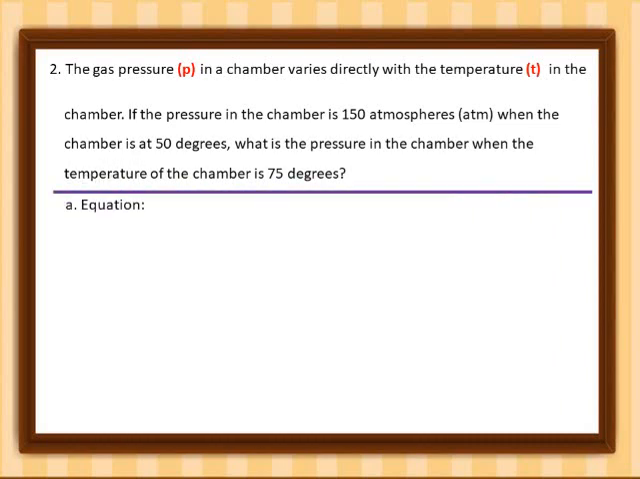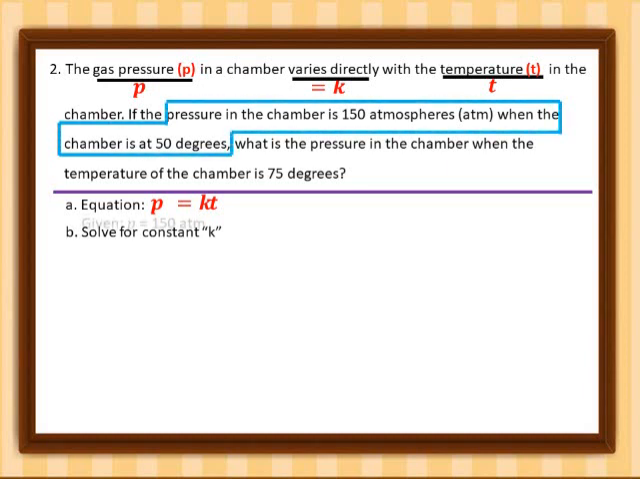We have there the pressure varies directly to the temperature. So our equation will be P is equal to K times T. Now we will be solving for the constant K. Our given is P is equal to 150 atmospheres and the temperature is 50 degrees. And we are solving for our constant K.